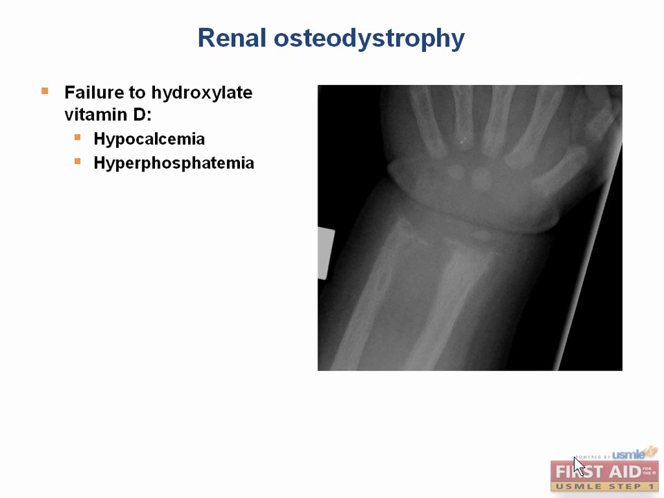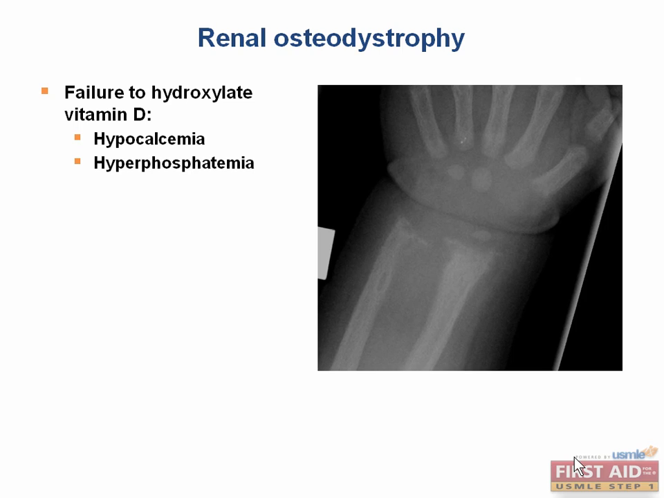Renal osteodystrophy results from failure of the kidneys to hydroxylate vitamin D. Do you remember at which position? 1-alpha hydroxylase in the kidneys converts 25-hydroxyvitamin D to 1,25-hydroxyvitamin D. So it's at position 1.